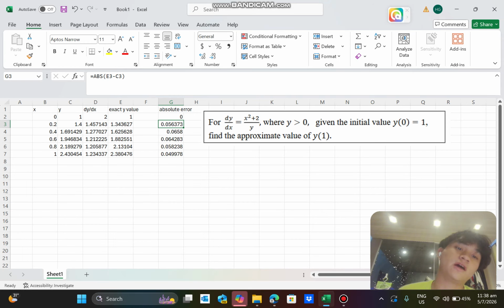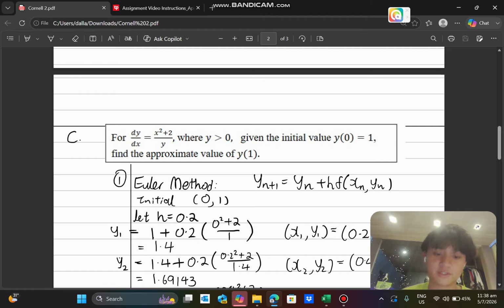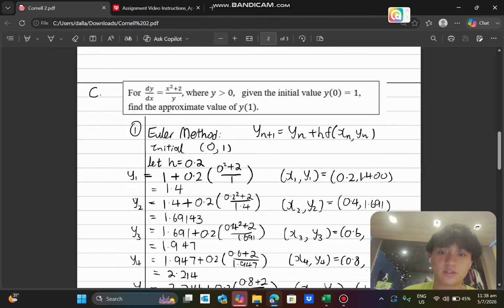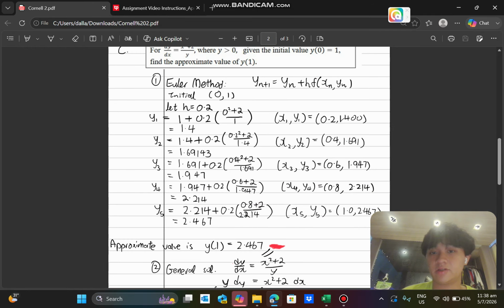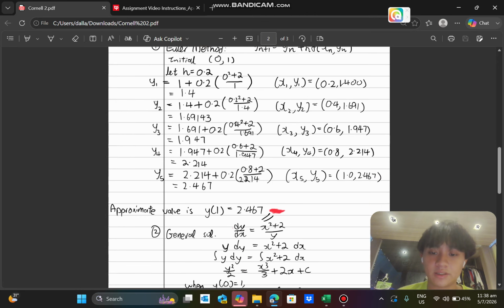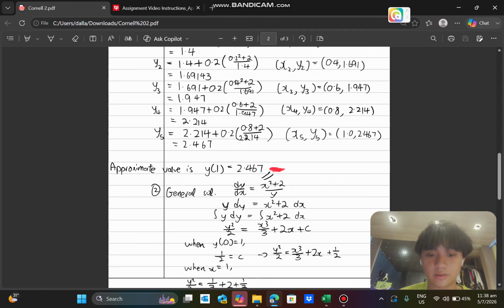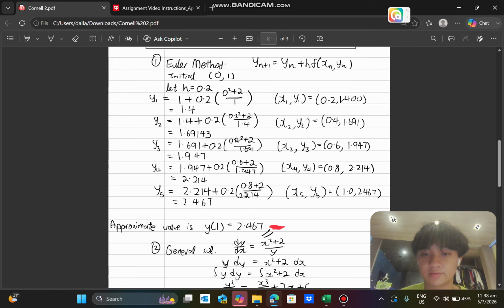So the absolute error is just the exact y value minus the y value, to see the difference. Okay, so let's move on to part C, which is the solving part. Using Euler's method, you see it's very, very long for a step size of 0.2. You can go on until you get x equals 1, y equals 2.467.